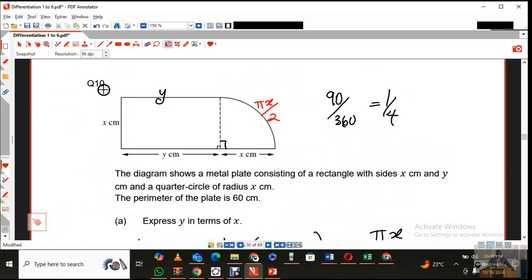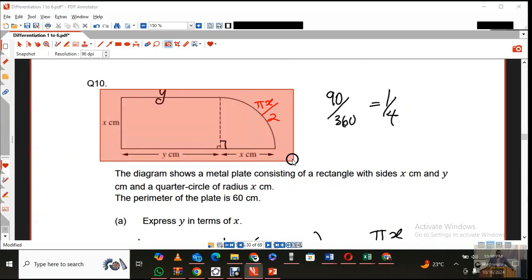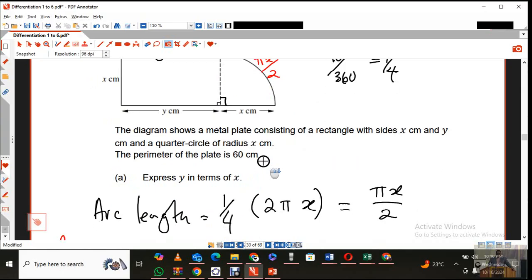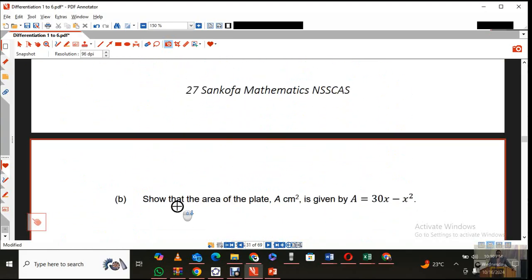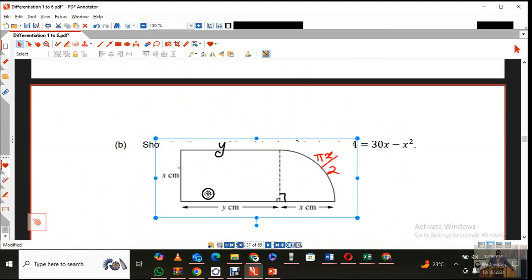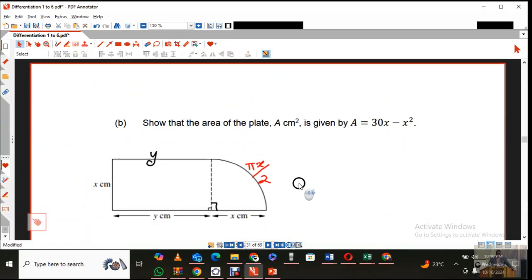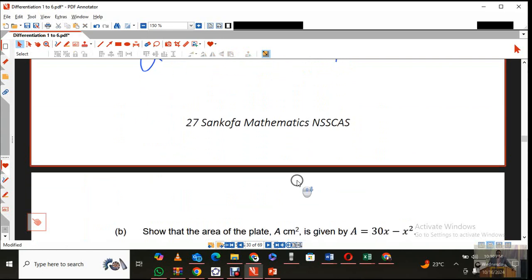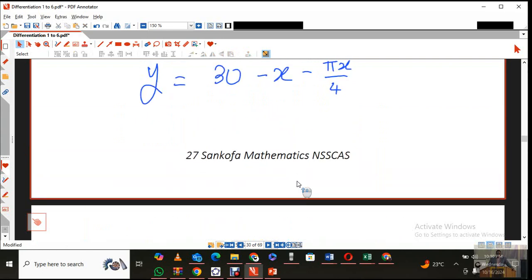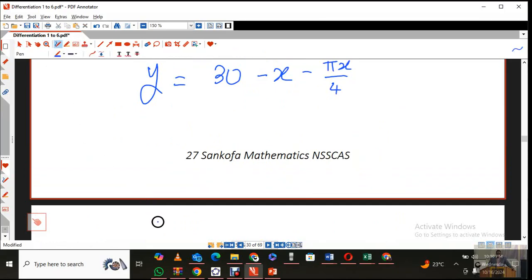Let's take a snapshot. So we're going to have the area of the plate. Bring it back here. What do we know? We know that y, and I'm just going to bring the value of y down here. It's going to help me with that. So y equals 30 minus x minus pi x over 4.